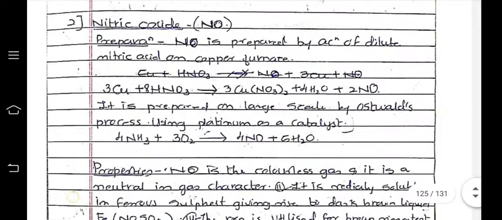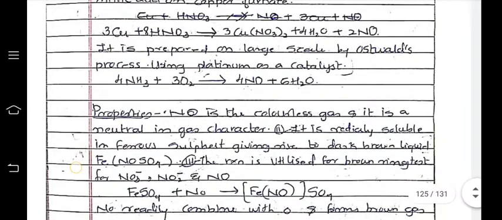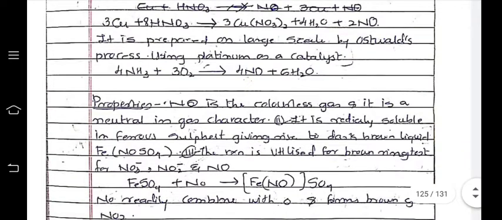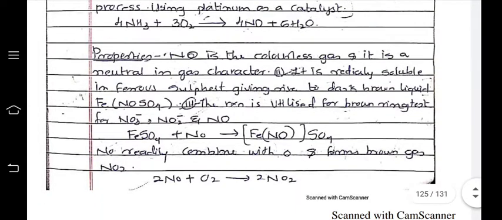Nitric oxide. Preparation: NO is prepared by the action of dilute nitric acid on copper turnings. 3Cu plus 8HNO3 gives 3Cu(NO3)2 plus 4H2O plus 2NO. It is prepared on a large scale by the Ostwald process using platinum as a catalyst. 4NH3 plus 5O2 gives 4NO plus 6H2O.